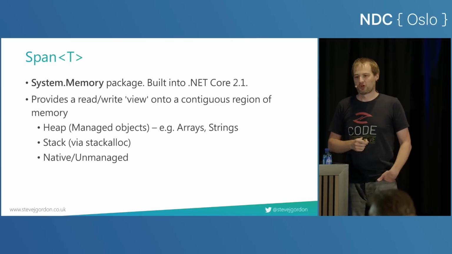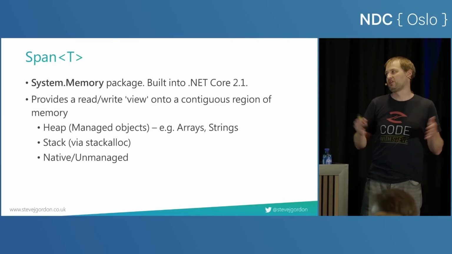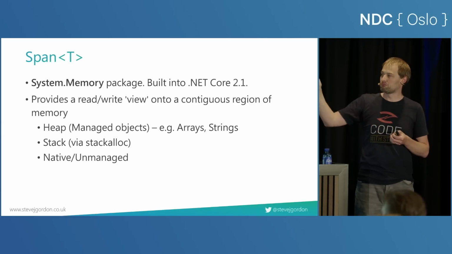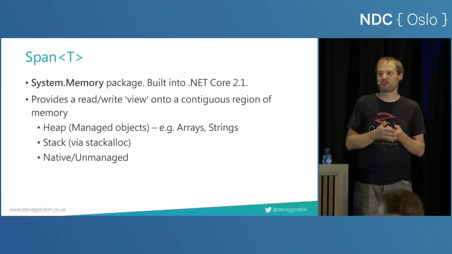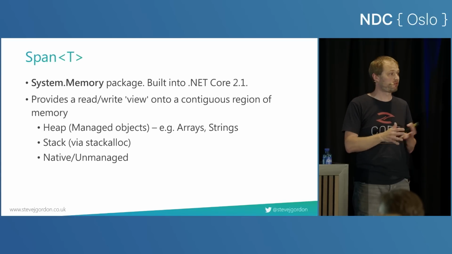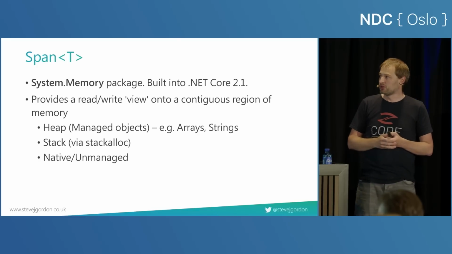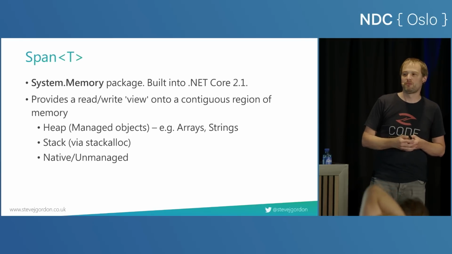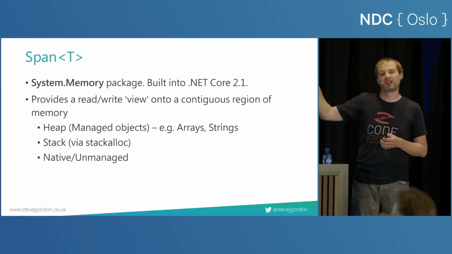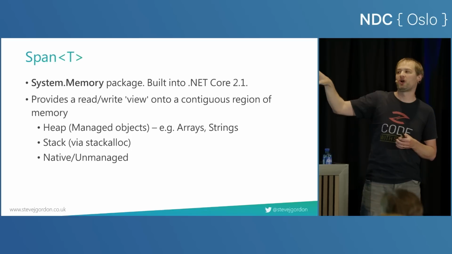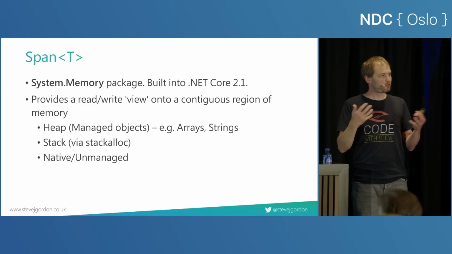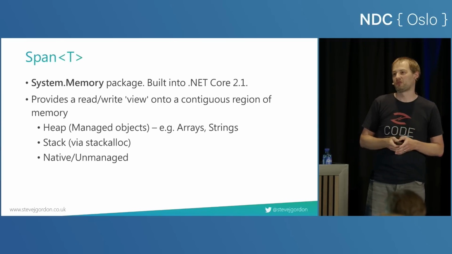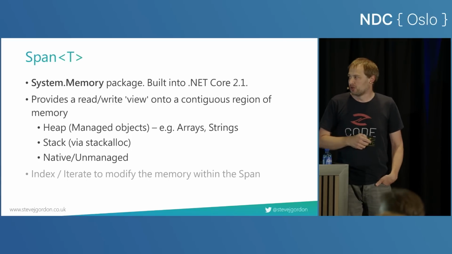Ultimately, what Span<T> does is provide a read-write view over some contiguous region of memory. The important thing is that it doesn't care where that memory is. So it doesn't mind if that memory is on the heap. Traditional contiguous regions of memory would be things like strings or arrays, which are a block of memory on the heap. But it can also reference stack allocated memory and even unmanaged native memory. But all through a single API. And it does this in a type-safe, memory-safe way, so you don't have to think about all of the possible caveats with doing that and drop down to unsafe code. It's all safe code that you don't have to use the unsafe keyword for.